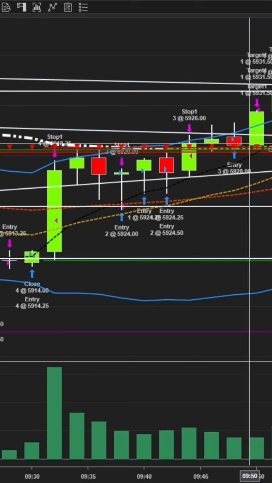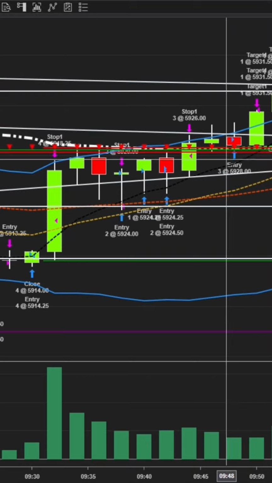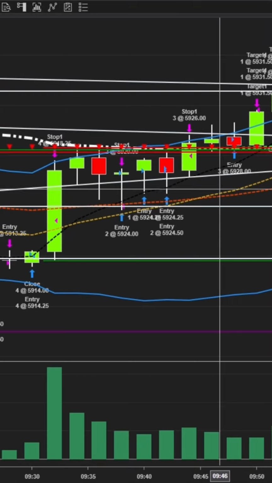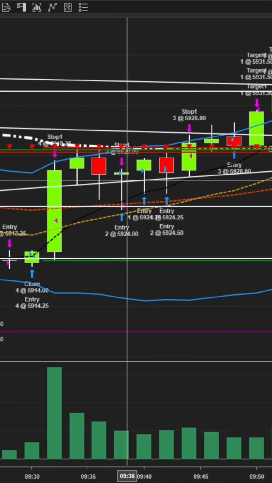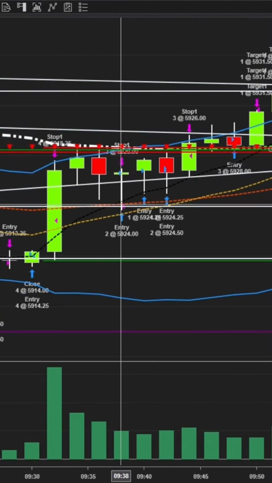So there's a lot here. If you have any questions, just ask. I've covered a lot of things in my videos prior. We were supporting back on this trend line here. The moving averages were here.